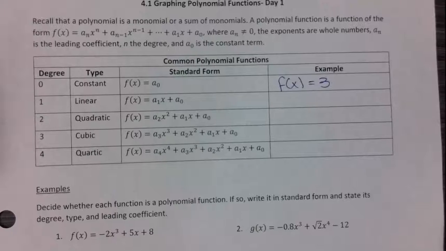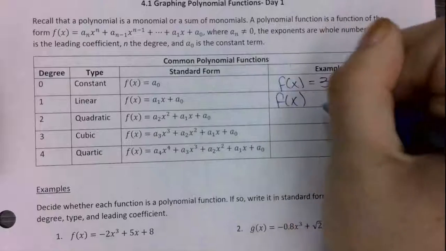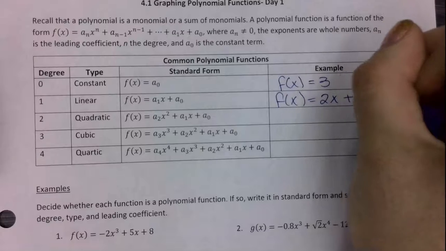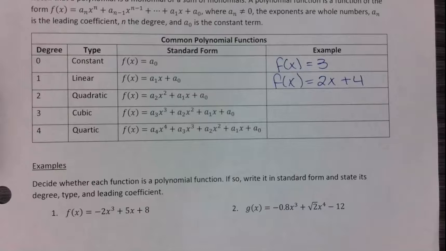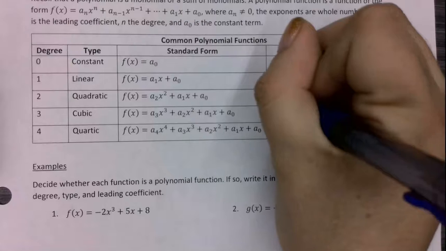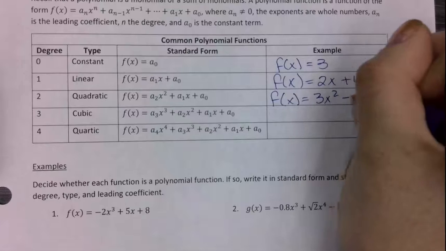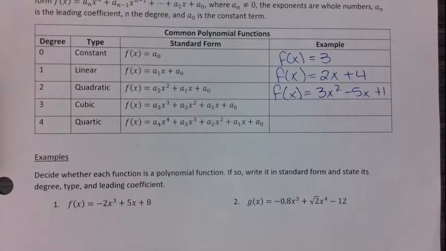Okay. Linear equation. You've seen these before. This is where it's in y equals mx plus b form, so something like 2x plus 4. Quadratic, we learned in the last chapter and in Algebra 1, so this would be something like 3x squared minus 5x plus 1. So I have an x squared term in quadratic.